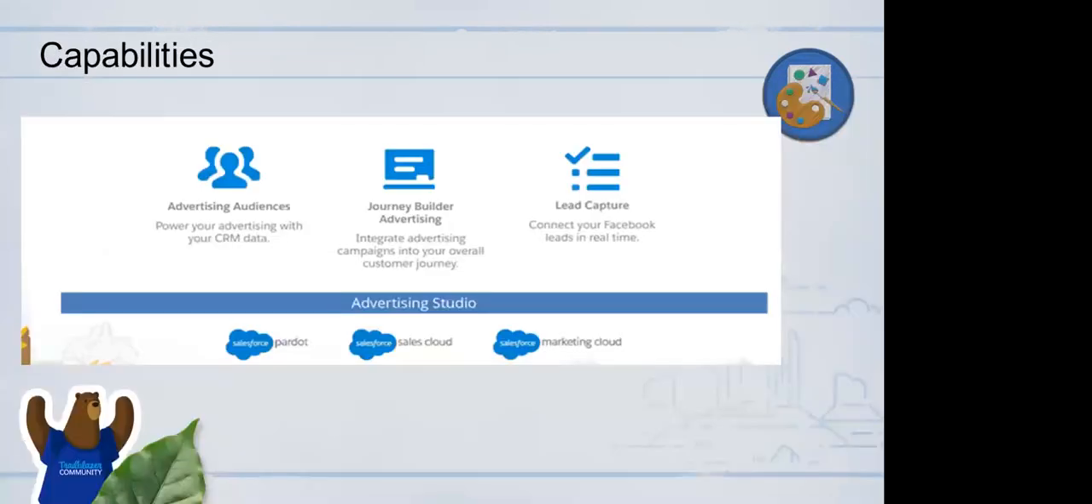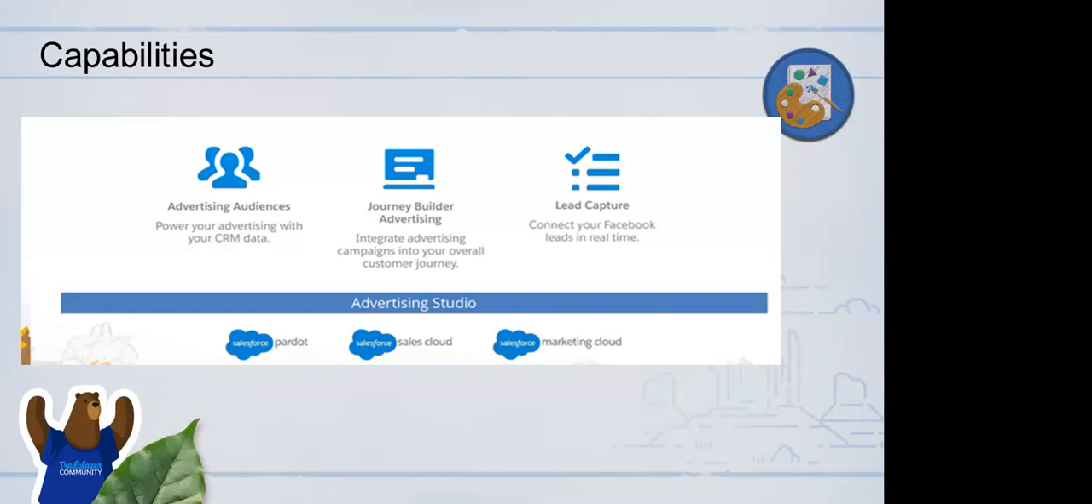In terms of capabilities, these are certain capabilities which AdStudio brings in. One is you can create your ad audiences on all of these social channels, be it Facebook, Instagram, Twitter, Pinterest, LinkedIn, Snapchat. Based on your CRM data or the data set that you have on Marketing Cloud, you can create these ad audiences, push them to the respective social channels based on your segmentation rules, based on your audience creation rules, and then show them ads on the respective social channels.